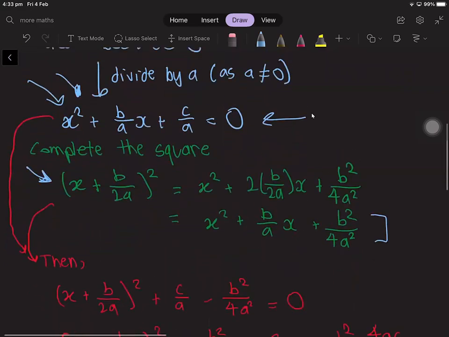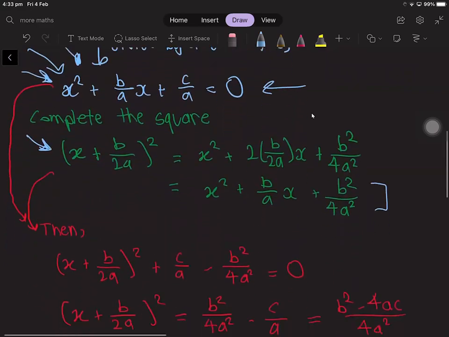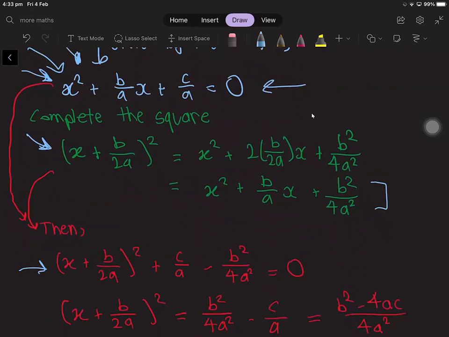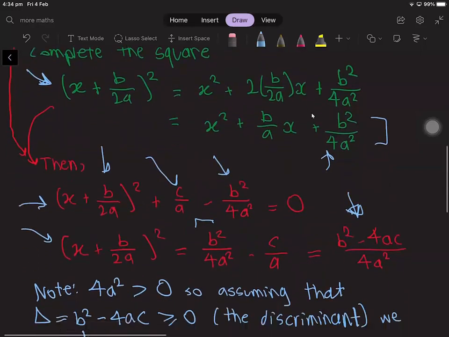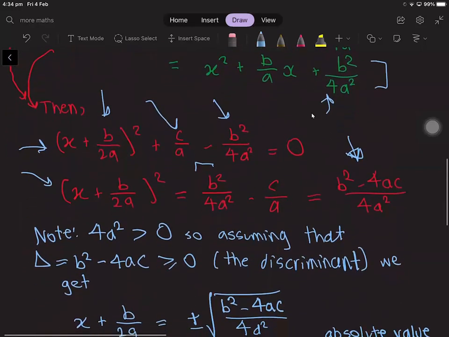This means we can write this original expression here as x plus b over 2a squared, and then plus the c over a here. We also have to minus this b squared over 4a squared here, so minusing it here, and this will equal 0. Now we can move the constant to the right-hand side, so we have x plus b over 2a all squared is equal to b squared over 4a squared minus c over a, which is b squared minus 4ac divided by 4a squared. Note 4a squared is greater than 0 because a squared is greater than 0.